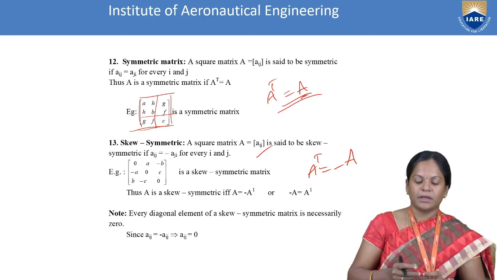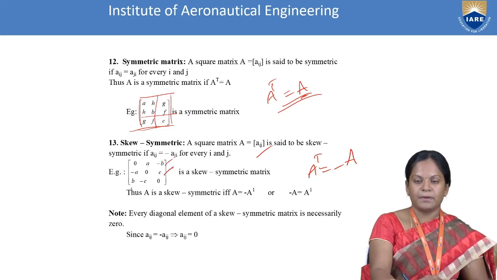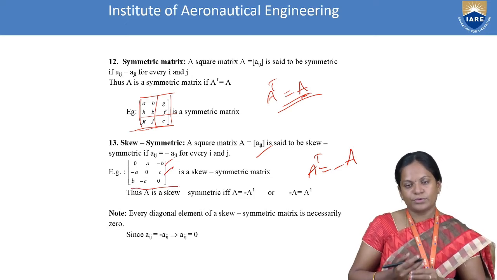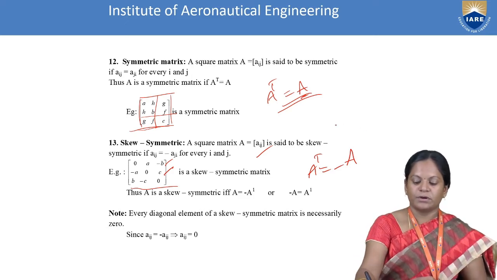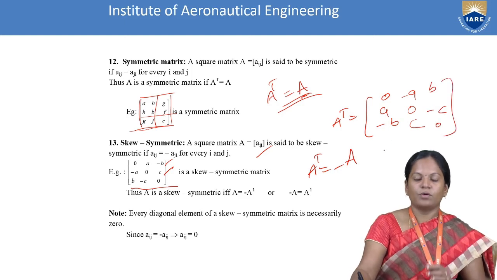So for example, I am taking [0 a -b; -a 0 c; b -c 0]. I am taking one example like this, which is a skew symmetric matrix. How will it be skew symmetric? First take the transpose of that matrix. What is A transpose of this? The first row 0 a -b, the second row becomes the second column -a 0 c, and the third row becomes the third column b -c 0. Now from this I want to take minus common.